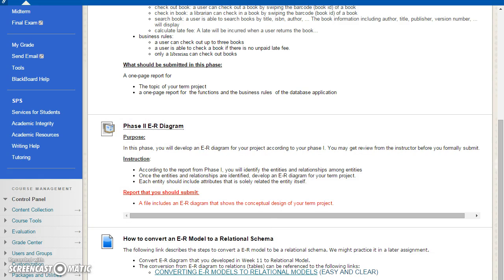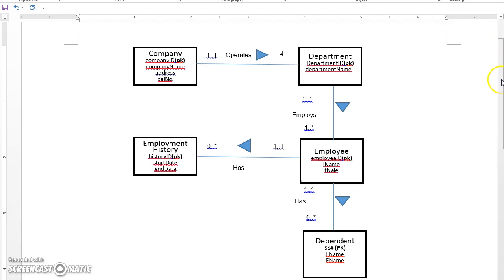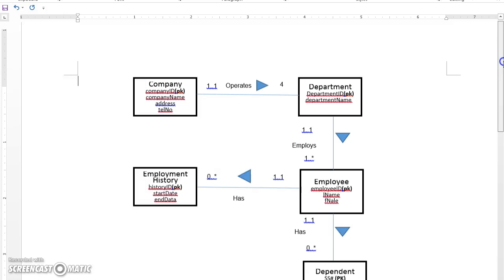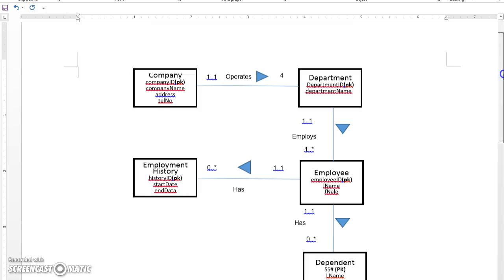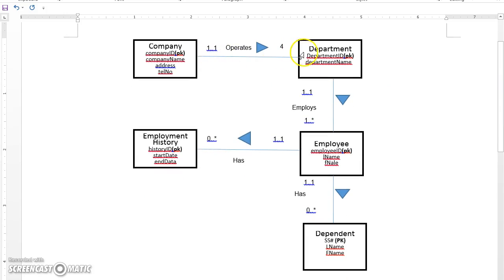All right. Assume that this is our exam assignment from chapter 12. A company operates four departments. A department is operated by a company. Then a department has one or many employees. And each employee is hired by one department.